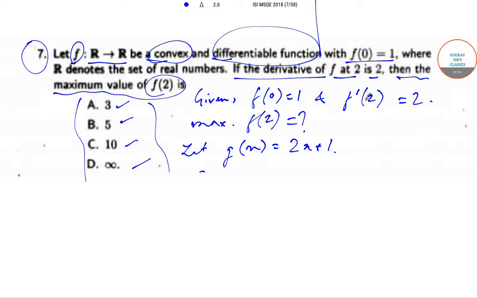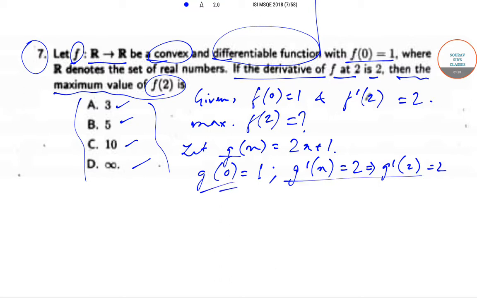Now we can see that g(0) will be equal to 1 and also g'(x) is equal to 2. That implies that g'(2) is also equal to 2. So basically this satisfies the conditions as given over here. Now we know also it is given that f is convex.